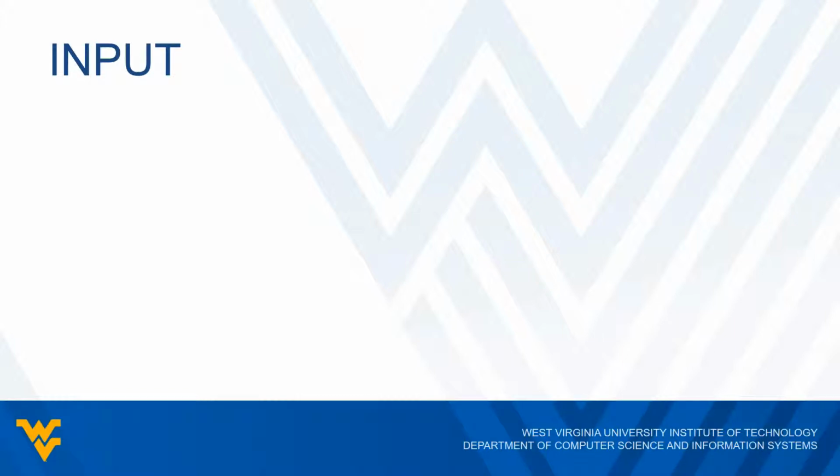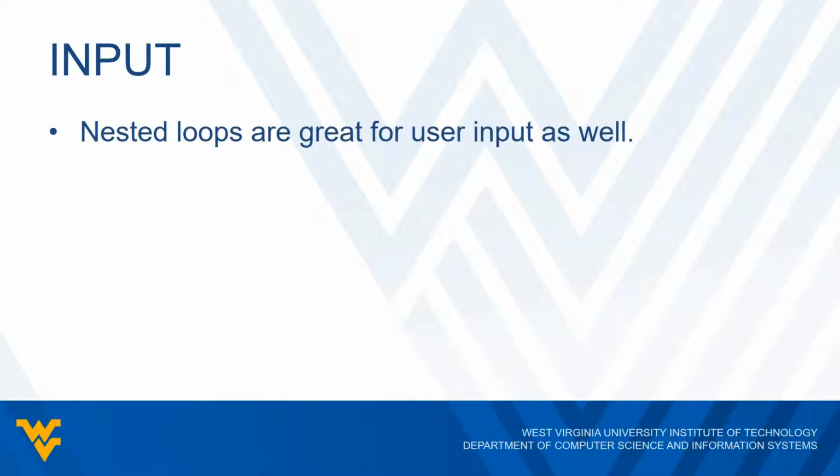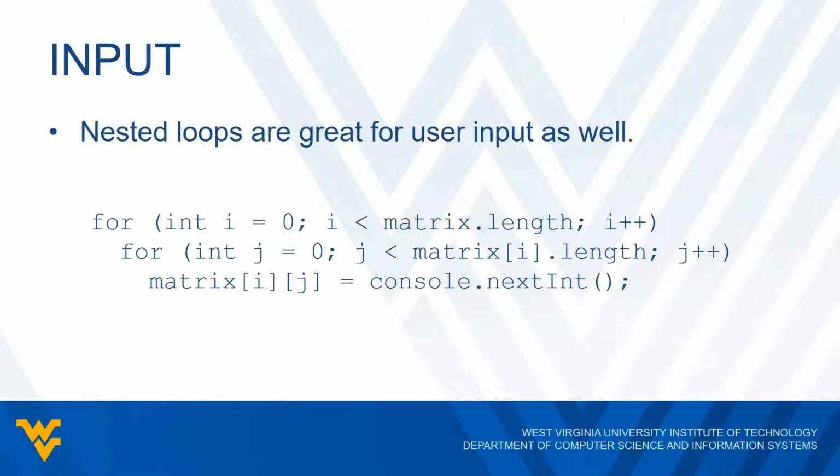If we need to have the user input values for each element in our array, nested loops are also great for that. So if you haven't noticed, nested loops are kind of the way we handle two-dimensional arrays. But here's our code for doing that. Our two for loops are the same. So we check each row and then we check each column. And then we just have one line here that lets the user enter in an integer and that gets stored in matrix[i][j].